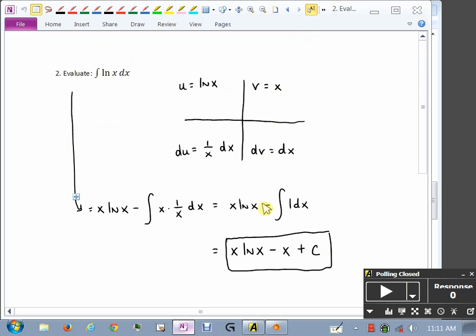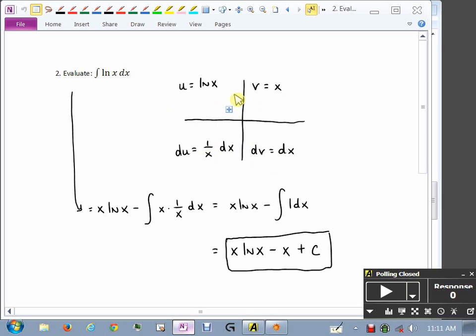Second one was an integration by parts problem. And this is one where you didn't have a whole lot to choose from. You had to choose a u, you have to choose a dv, right? So the only thing to choose for u would be natural log x. And then the only thing you could choose for dv would be dx. The derivative of the natural log of x is 1 over x dx. The antiderivative of dx is the same as the antiderivative of 1, which is just x.